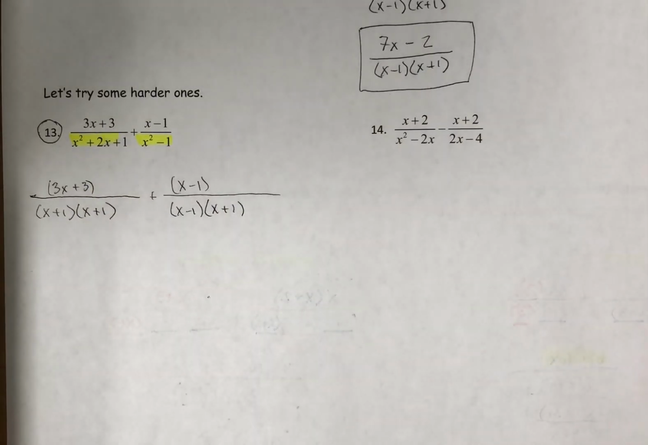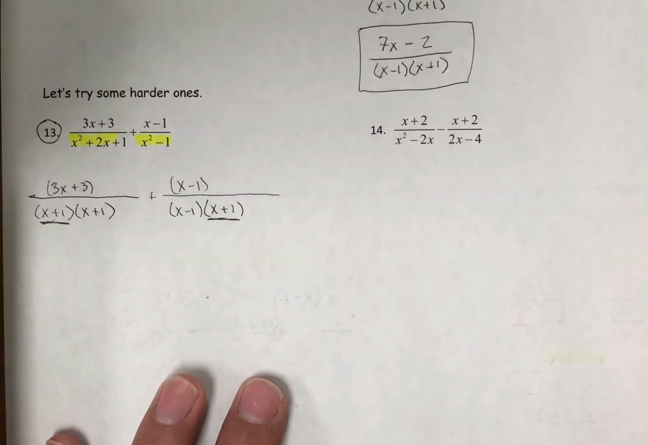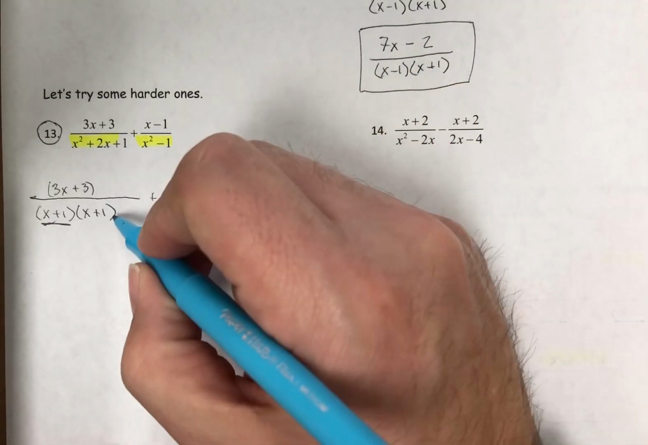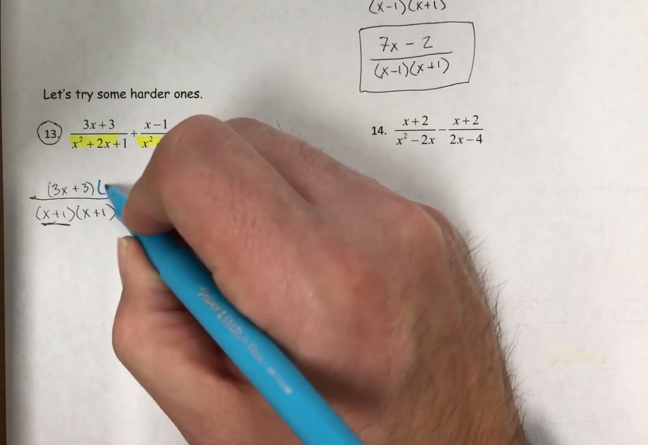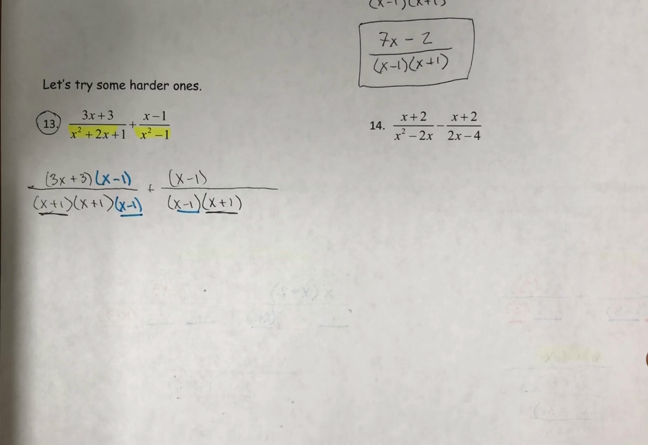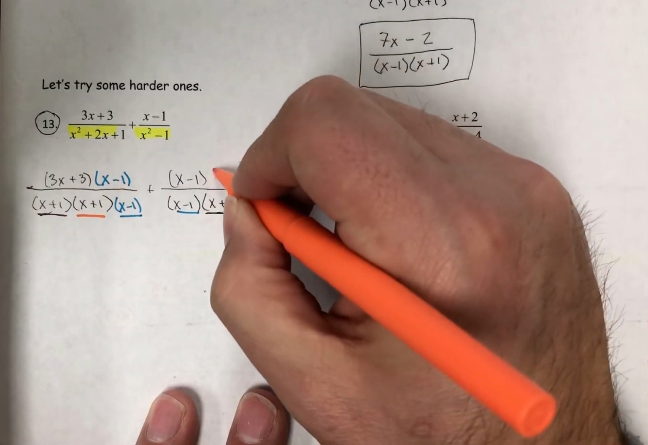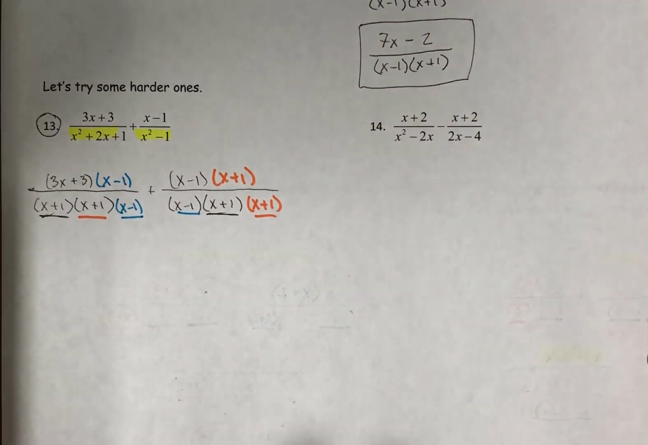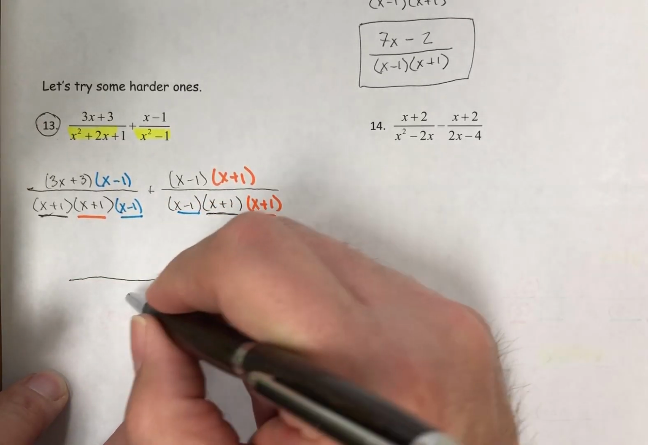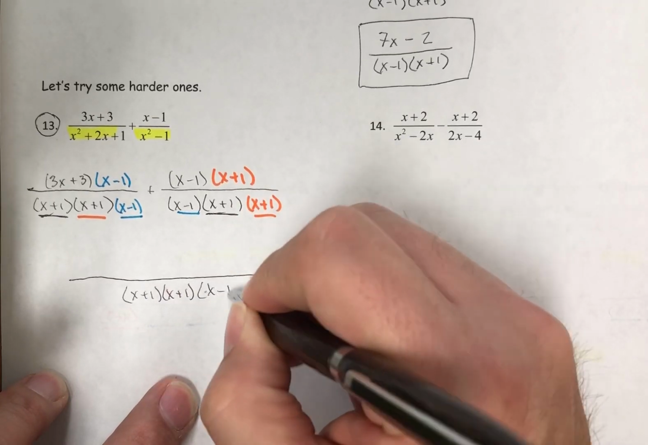To find a common denominator, what's shared already is one of those factors with one of those factors. So I want to make this common. I multiply x minus 1 to both sides. That is now common. I do the same thing over here for x plus 1. Those are now common. Now I have common denominators. So I go ahead, write one long fraction, x plus 1 times x plus 1 times x minus 1.